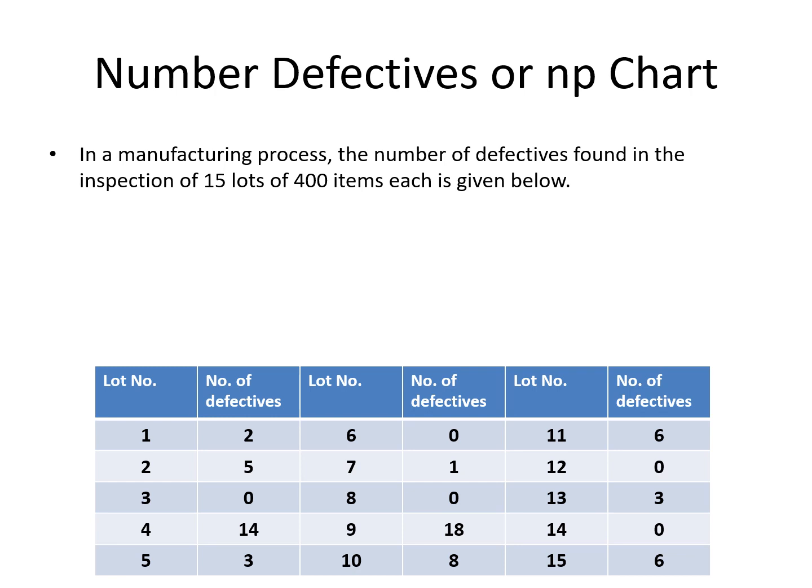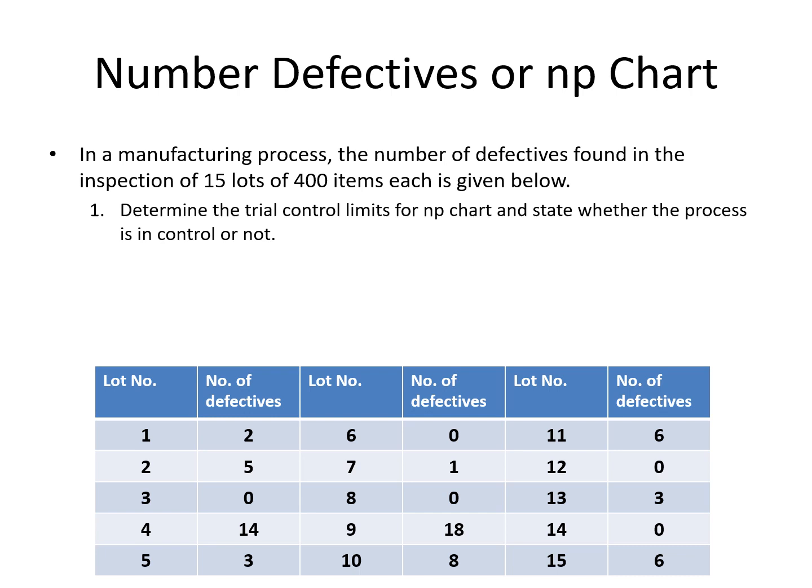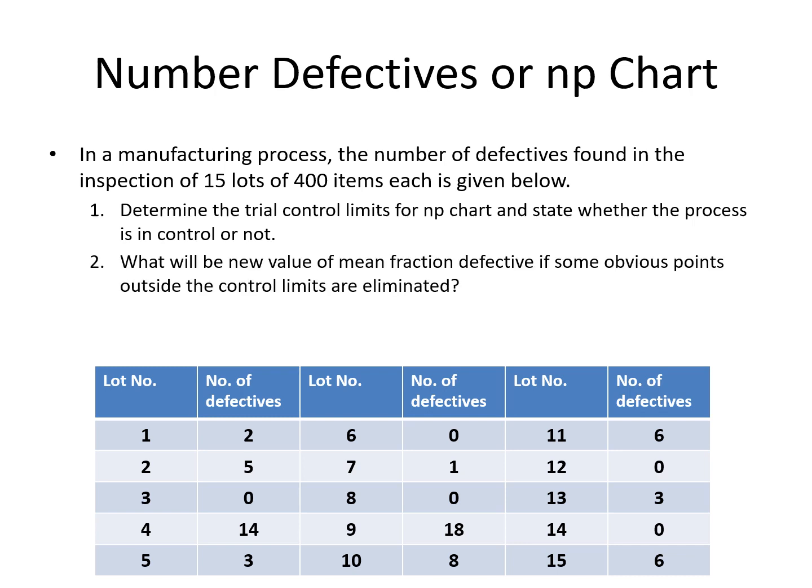So now what we have to do here, first and foremost, is determine a trial control limit for the NP chart and state whether the process is in control or not. Similarly, as for the last question, here also we have to draw the control limits for the NP chart and state whether the process is in control or not. Apart from that, there is yet another thing which we would be discussing in this chart. That is, what will be the new value of mean fraction defective if some obvious points outside the control limits are eliminated.